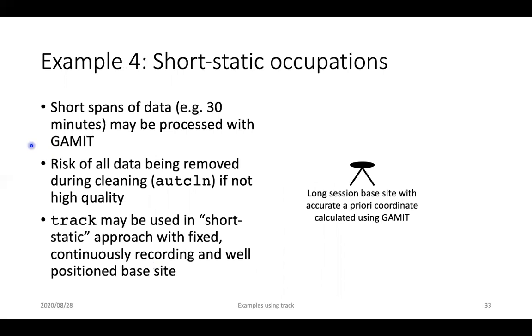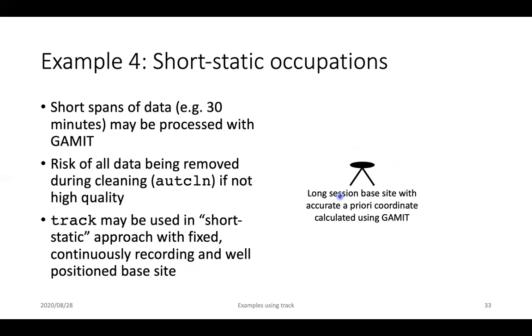Next, we have an example of short static occupations. This is where we might have short spans of data, for example, just 30 minutes. It may be processed in gamut, but sometimes the results are not very good. The data may be thrown out as being too short to adequately produce a result in autoclean, especially if it's not of very high quality. So we could use track here to do a short static approach, where we allow 0 process noise on the sites that we wish to process relative to the fixed continuously recording and well-positioned base site.